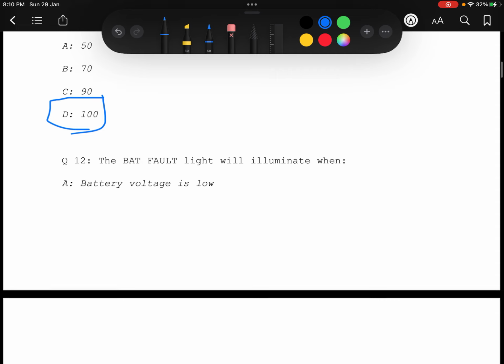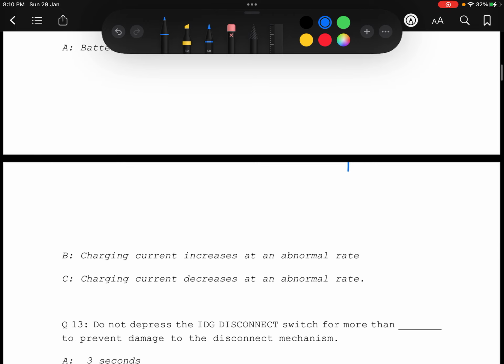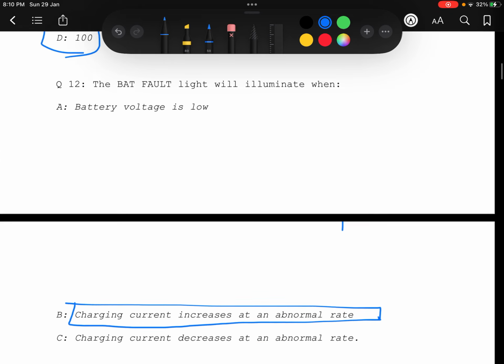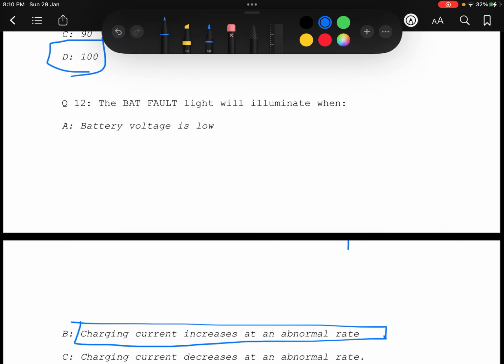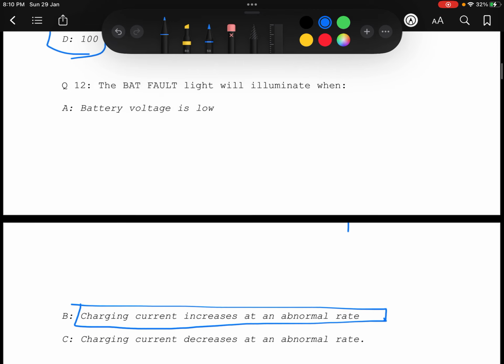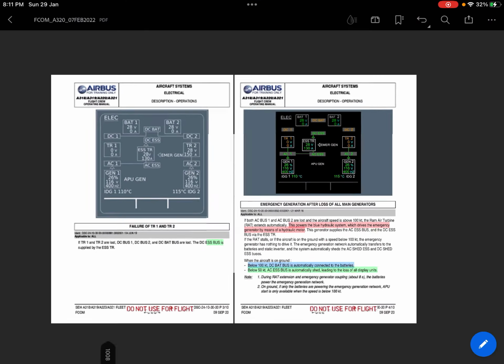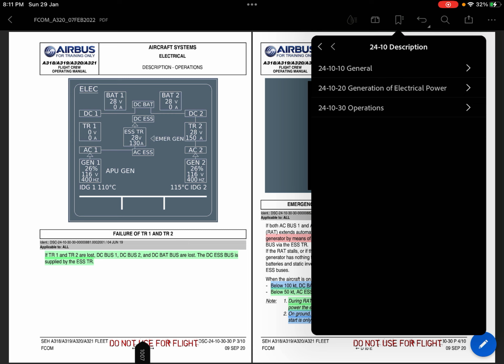The battery fault light will illuminate when the charging current increases at an abnormal rate. So this is the reason the battery fault light illuminates. Alright, where will we find this information in the controls and indicators of this chapter? I will definitely show you. No worries.